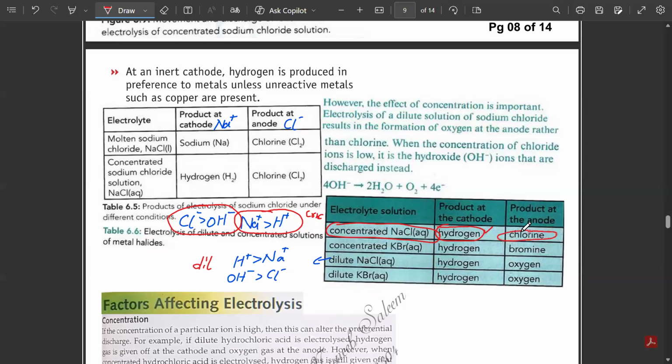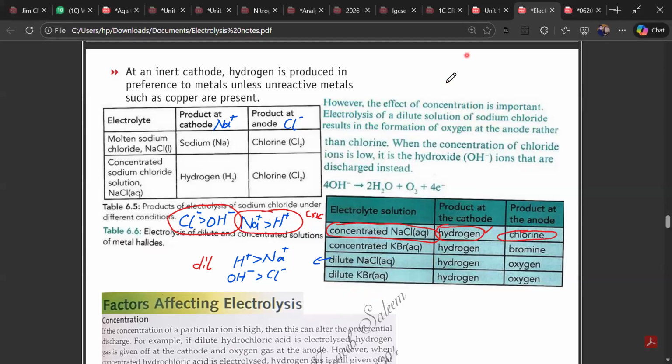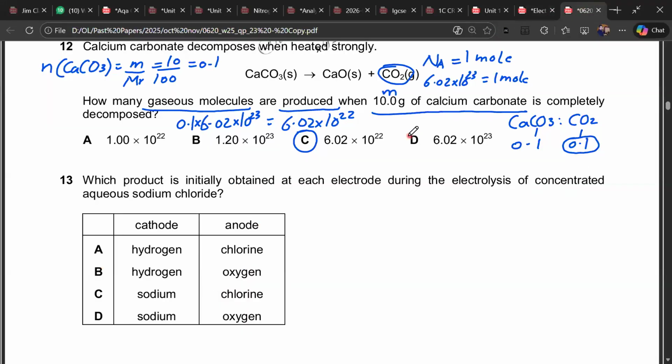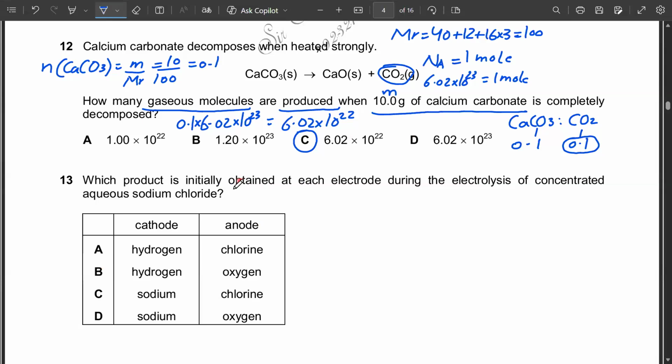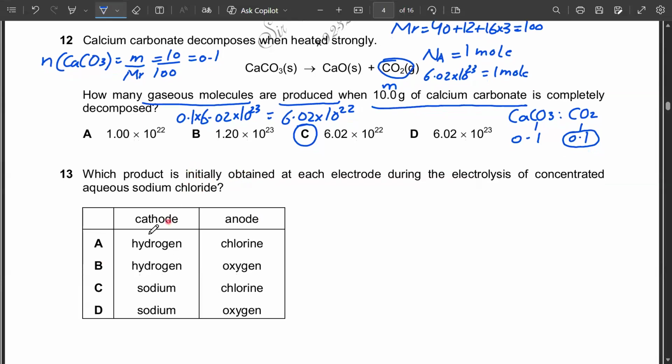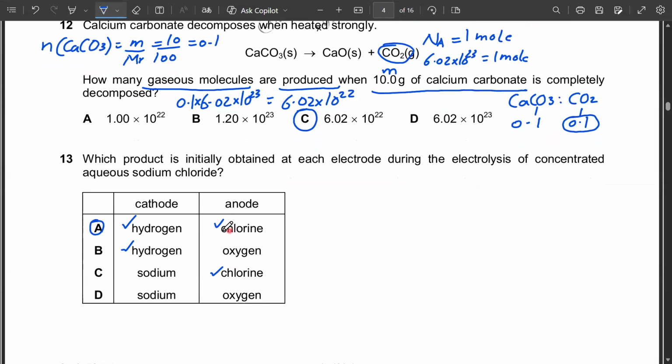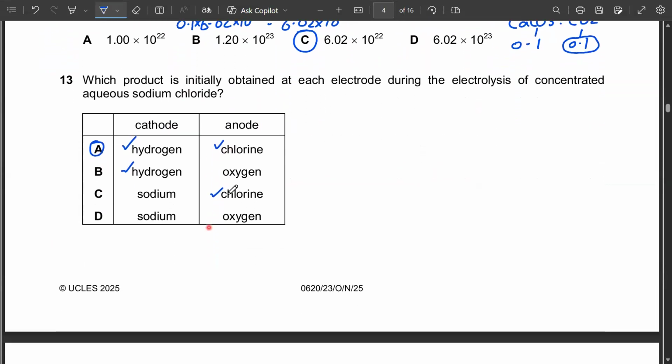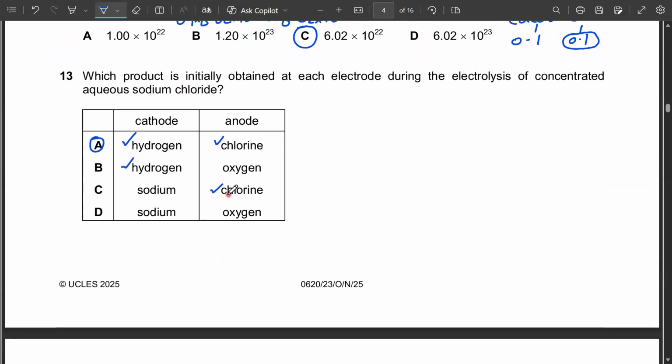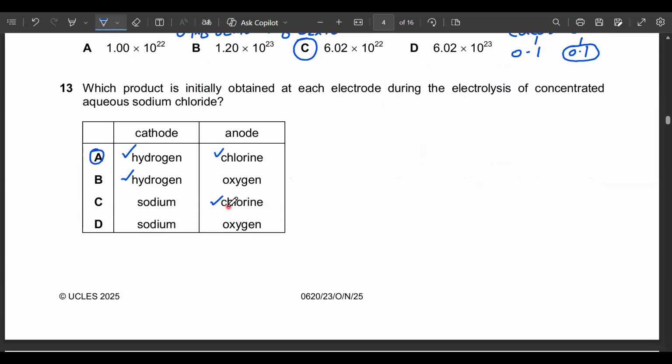These are the products in the condition of concentrated aqueous NaCl. So hydrogen gas and chlorine gas is the correct option. Then next question.